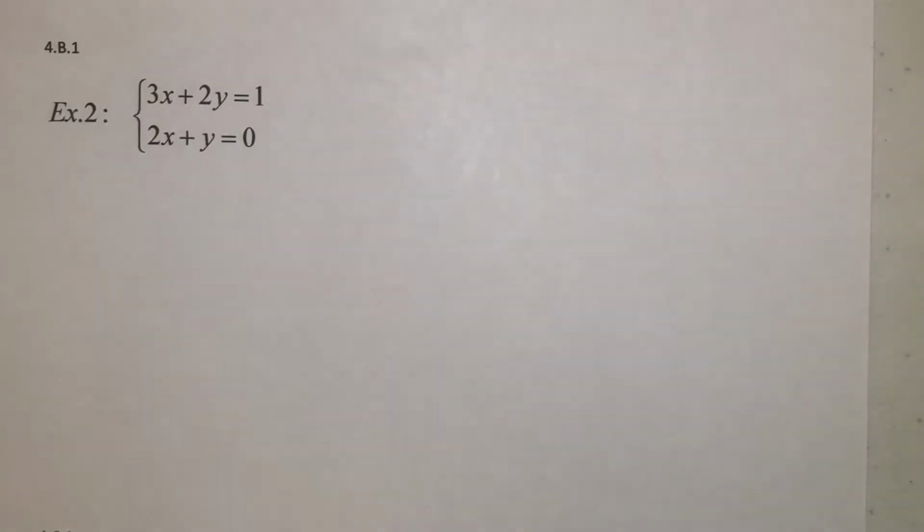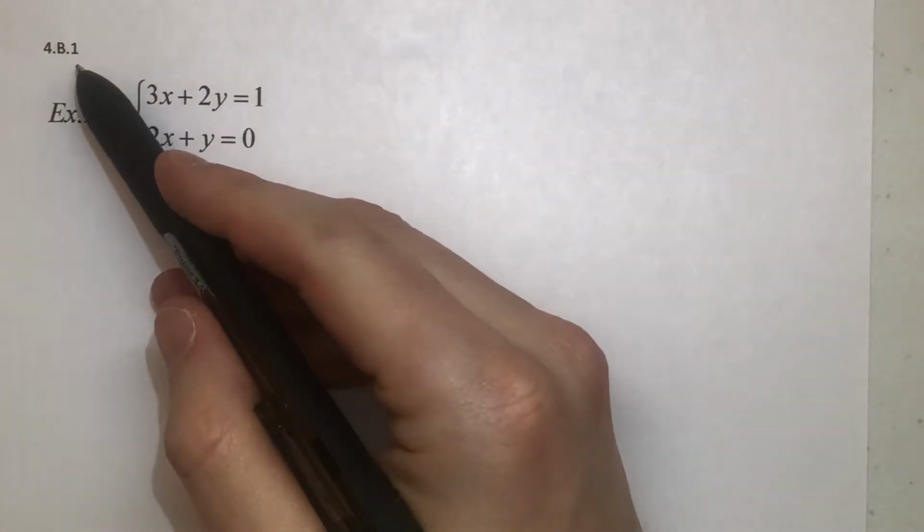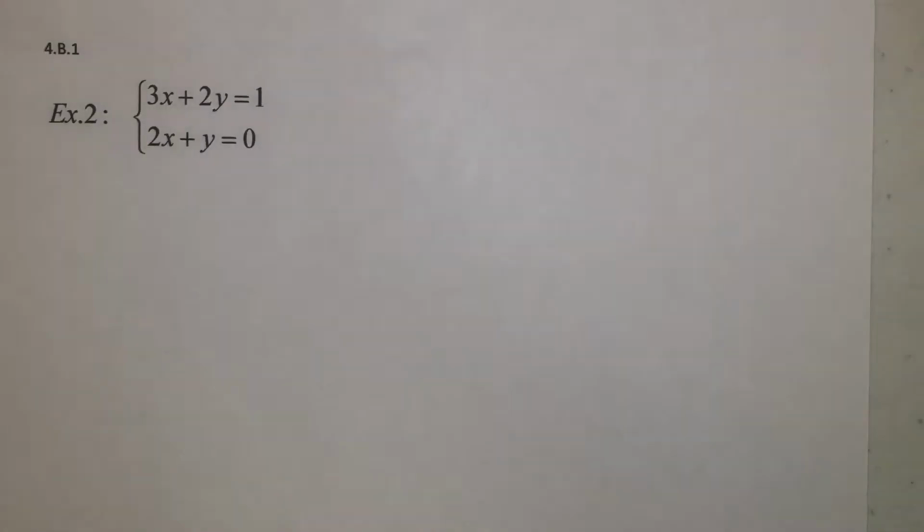All right, so to get us back into the swing of things here, I figured we would review a couple examples, one from each of the last couple sections. In 4B1, where we talked about a process called substitution, and then 4C1, where we talked about the process called elimination or the addition method.